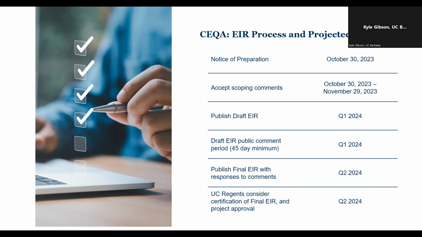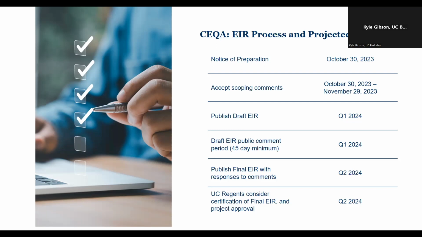We are at scoping tonight, which is focusing on input on the scope of the EIR and not input on the project components. The university anticipates publishing a notice of availability with release of the draft EIR in the first quarter of 2024. At that time, there will be a 45-day public comment period upon release of the draft. The university will respond to public comments and anticipates publishing a final EIR in the second quarter of next year. Finally, the UC Regents will consider certification of the EIR before considering approval of the UC Berkeley Innovation Zone project.